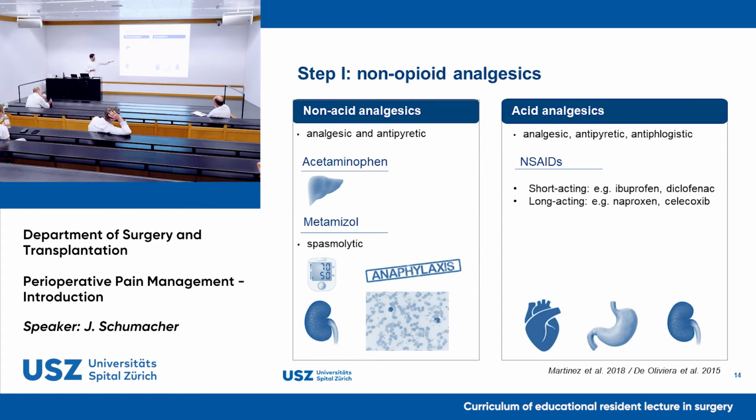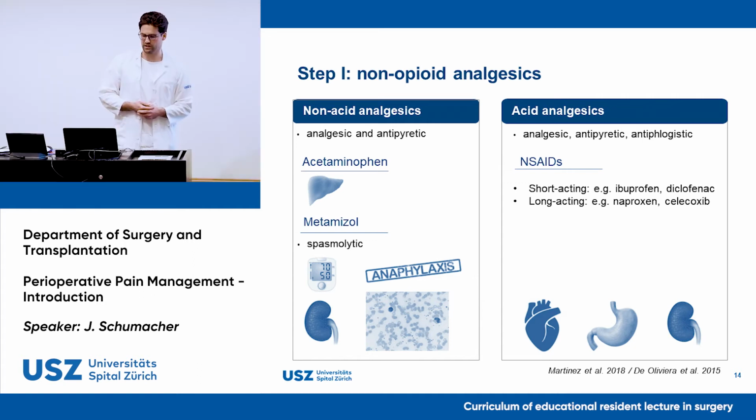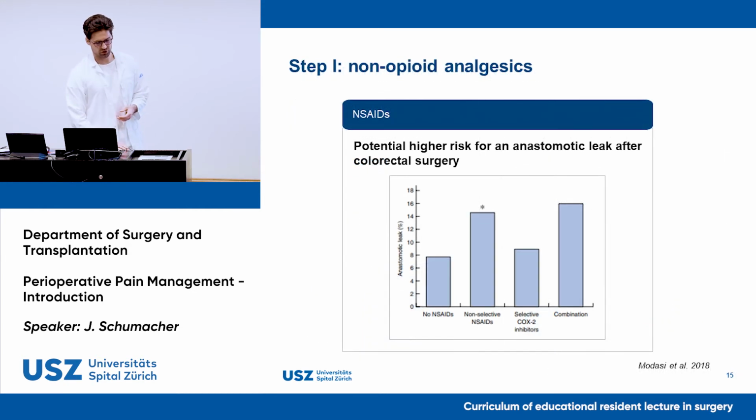But on the other side, they also have some side effects. For example, they can cause gastrointestinal bleeding, ulcer. They are associated with higher cardiovascular risk and also impairment of the kidneys. Further, a study from 2018 showed that this kind of drugs, the NSAIDs, are associated with a higher risk for anastomotic leak after colorectal surgery. But to clarify that, further studies are necessary.